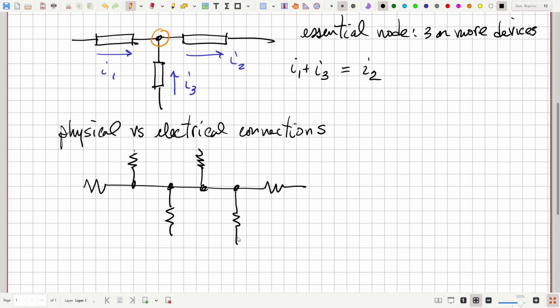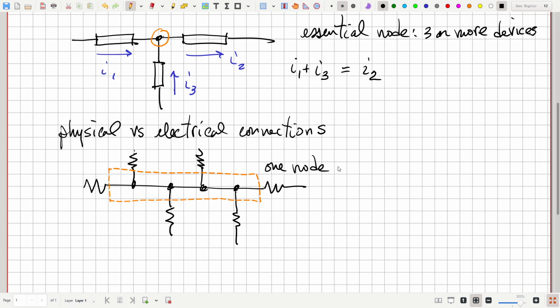So we look at that and we say, how many nodes are illustrated there? Well, if, for example, these dots represented solder joints, we'd have 1, 2, 3, 4 physical connections. However, when we say a node, we mean electrical connections. And in that case, everything that's connected by a wire is part of the same node because it has the same voltage. So this is only one node, one electrical node.